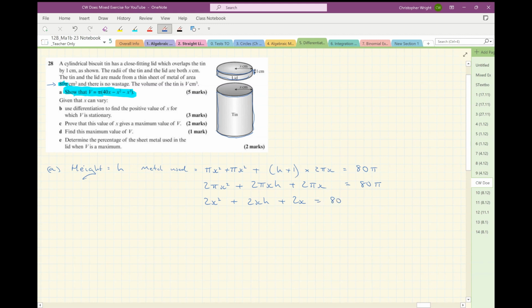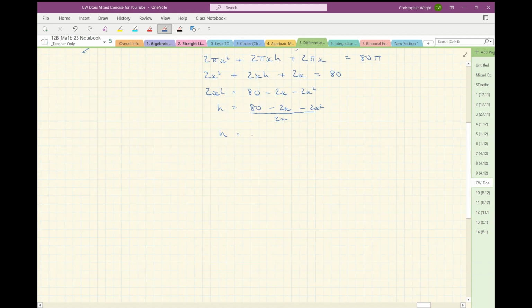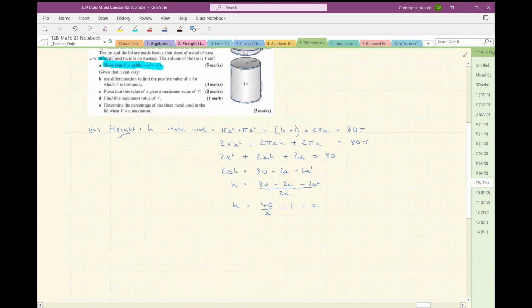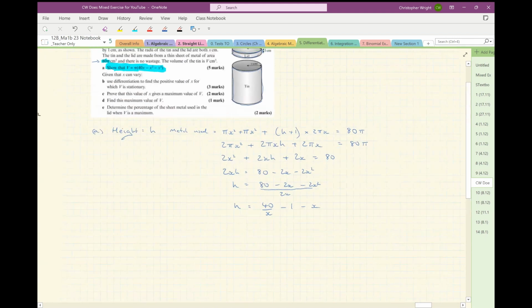Let's make h the subject of this formula. So 2xh is going to be 80 minus 2x squared. And so h is going to be 80 minus 2x squared all over 2x, which is equal to 40 over x minus 1 minus x. So there's an expression for h. Now I've been asked to show that the volume is equal to a certain thing. So let's find the volume using that expression for the h.